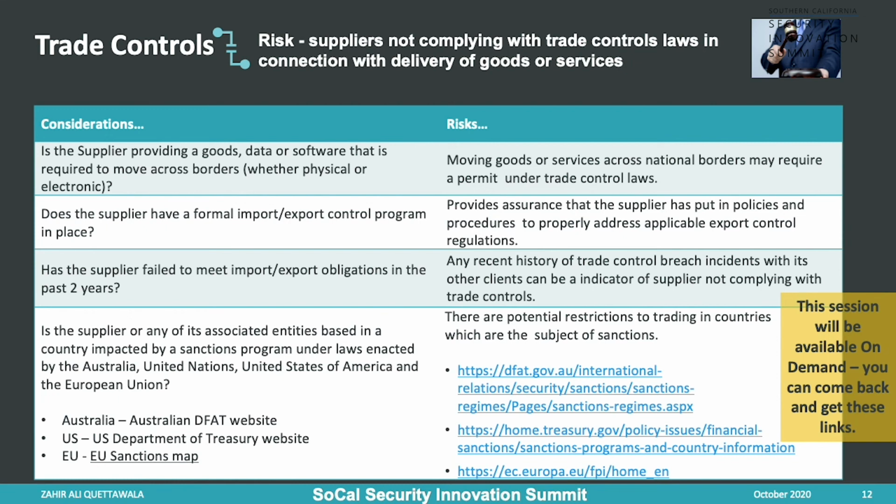Then, the US Department of Treasury website lists all this information, and from the EU you can also see all those details. These things must be considered before engaging the supplier, especially suppliers located in some other country or dealing with sensitive goods or information. These are very important things to consider, and what I'm sharing with you is based on my experience so far.